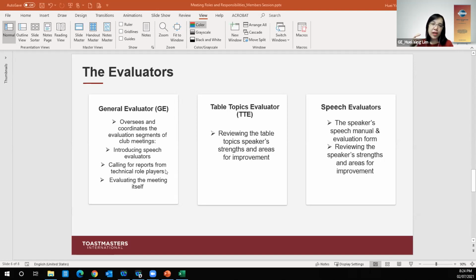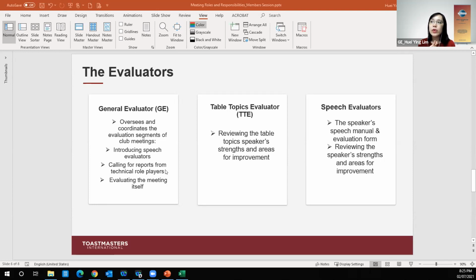Similarly, the speech evaluator will do a similar evaluation as for table topics, but more in depth, because the speech evaluator would give up to 3 minutes of evaluation on the speaker, who is attempting a project. So more time will be given in evaluating the speaker who completes the project. The speaker who completes the project will give the speech manual and the evaluation form to the evaluator. Do not worry, we will share with you where you can access all these materials in the pathway sharing session.